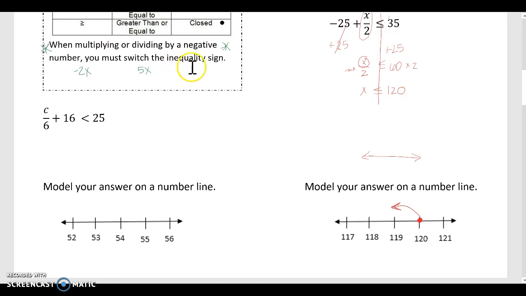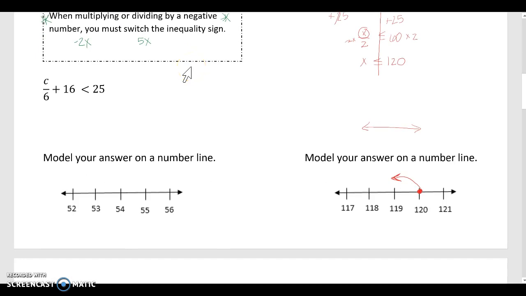So one more practice problem together, and then I'll let you practice on your own. Okay. Not you, silly. The kiddos.